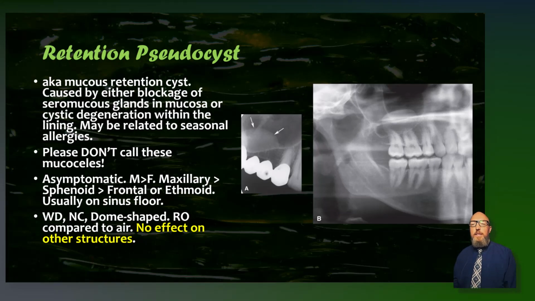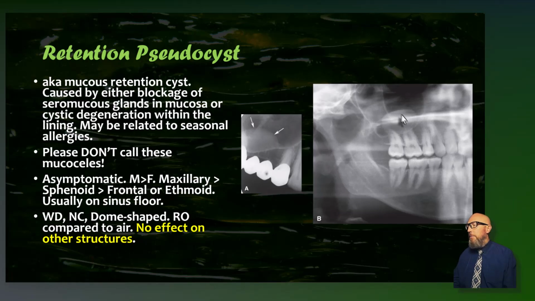The pseudocyst is asymptomatic, more common in men, but you'll see this in men or females. Favors the maxillary sinus over any of the other paranasal sinuses, usually just sitting on the sinus floor. Radiographically, it's just a well-defined, non-corticated, dome-shaped. It appears radiopaque because, why? It's surrounded by air. Remember when we talked about context? When something's surrounded by air, even though it's just fluid dense, if this were in the bone, it might look radiolucent, but it looks opaque in the sinus.